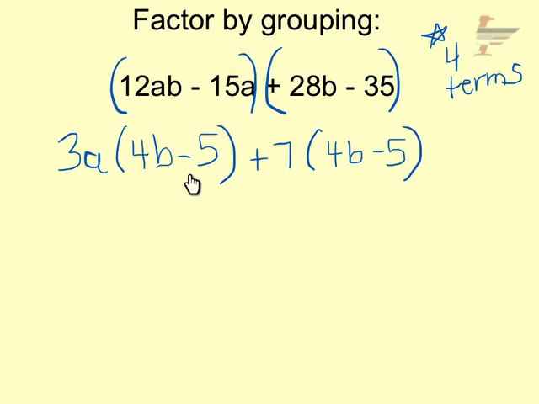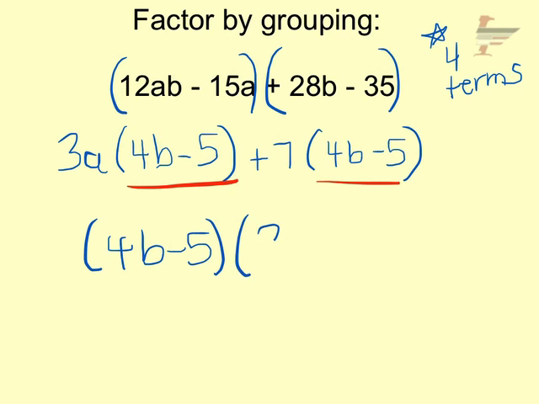Okay, now I can factor out the common piece here, the common binomial. So I'm going to factor out this 4b minus 5 from both of my factors. And if I factor that 4b minus 5 out, it leaves me with 3a plus 7. Or, more simply said, if I take out the common factor once, it leaves me with the stuff that wasn't common as the other factor. And that's how you factor by grouping.